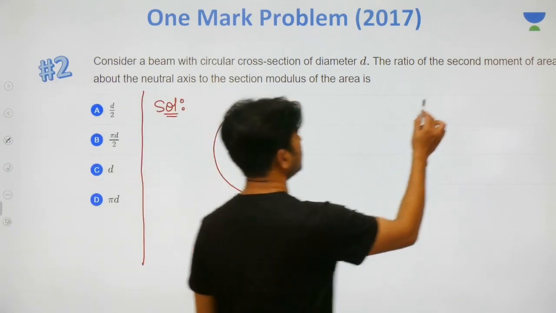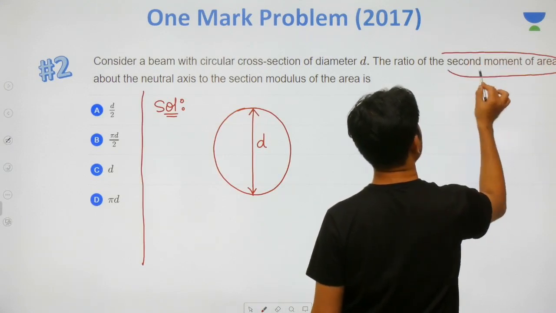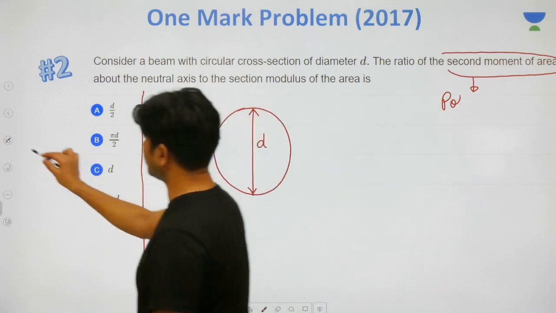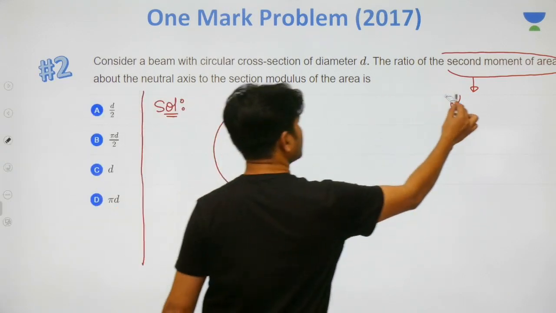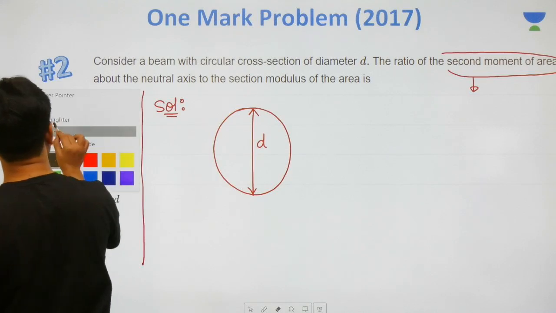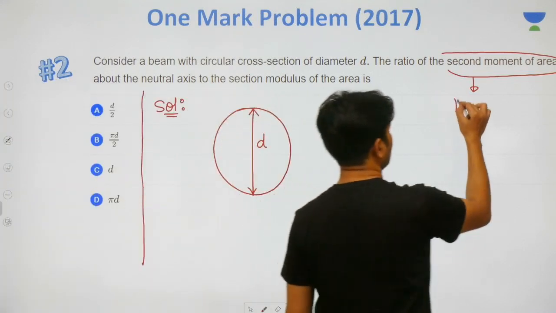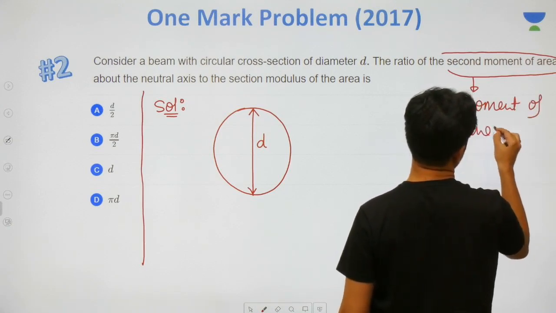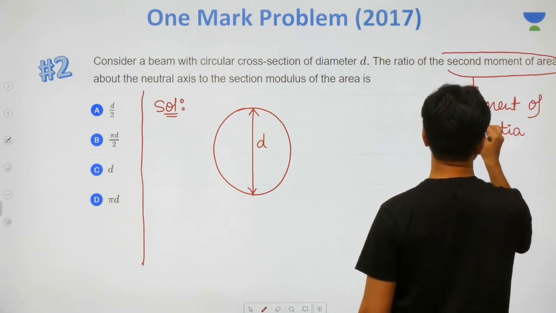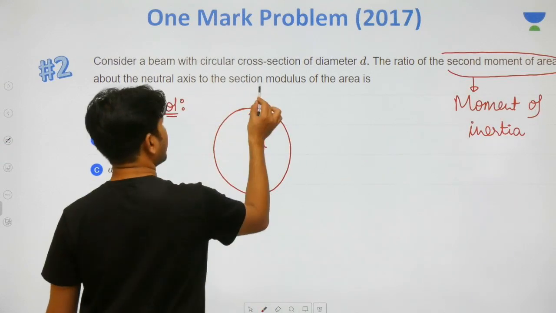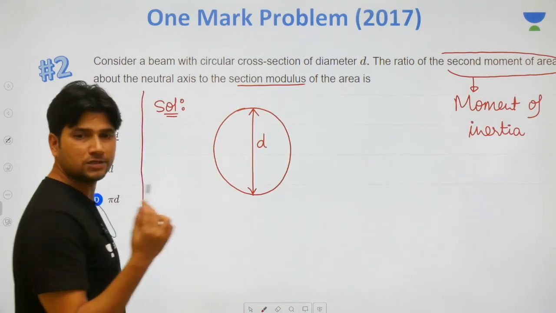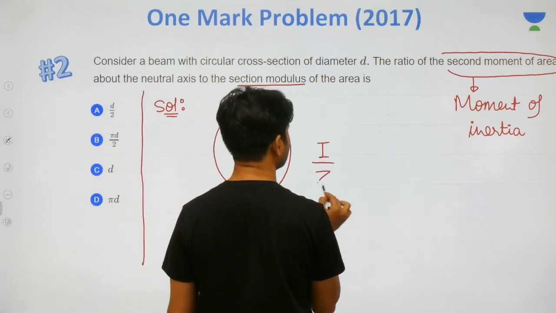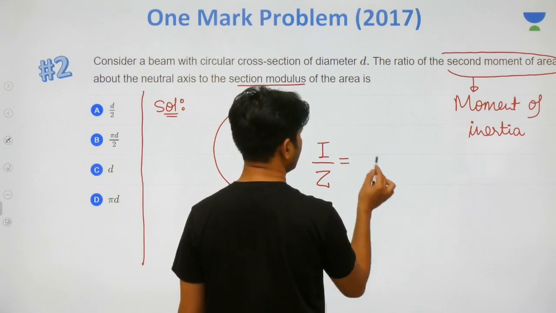They are asking the ratio of second moment of area. Second moment of area means moment of inertia. So they are demanding the ratio of moment of inertia and section modulus. As I said, this is a very simple problem. For a circular section, they are asking the ratio of moment of inertia and section modulus.